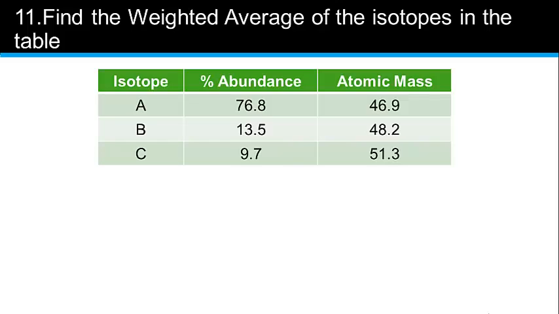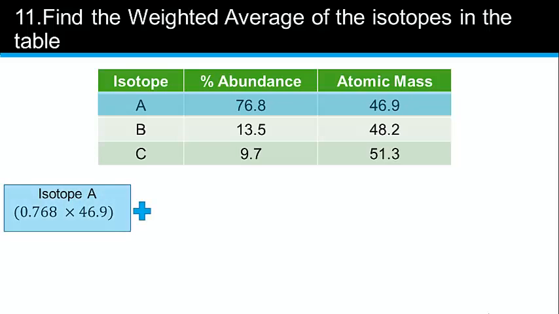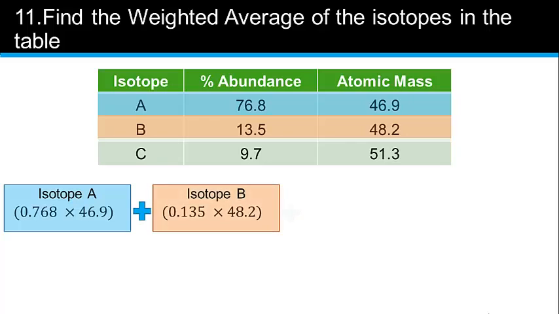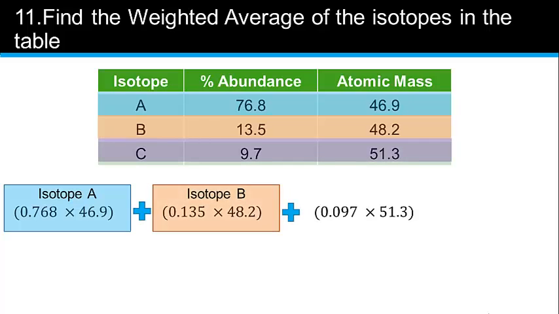Number 10, find the weighted average of the isotopes in the table. So let's do this the other way. If you use the formula method, we've got isotope A, isotope B, and isotope C. What I'm doing is taking the decimal percent and multiplying it by the atomic mass. So 76.8% in decimal form is 0.768, and I'm multiplying that by the atomic mass. For isotope B, it's 0.315. For isotope C, it's 0.097.